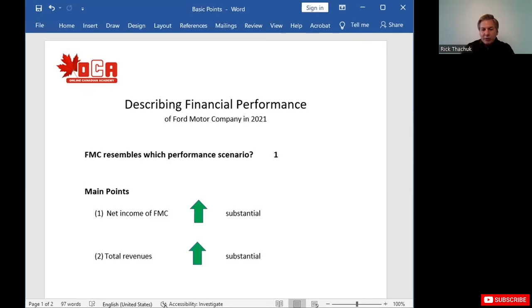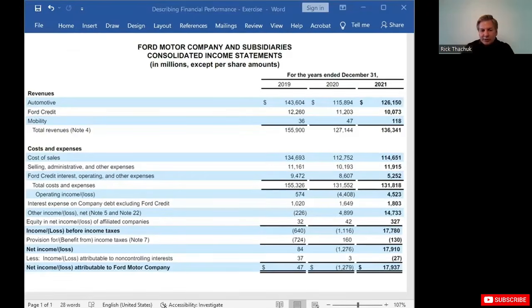And what happened with total expenses? Well, let's take a jump back to the income statement and take a look. We see that total costs and expenses went from 131.5 billion to 131.8 billion US dollars. So they did increase, but the increase was slight. So let's make a note of that on our main points page.